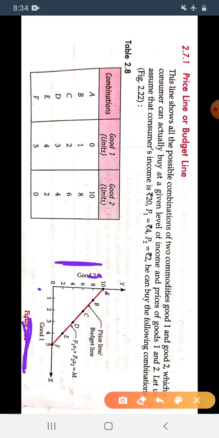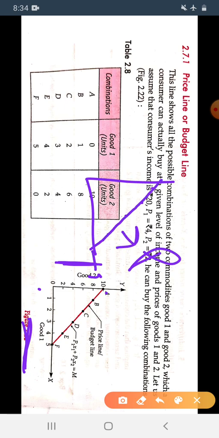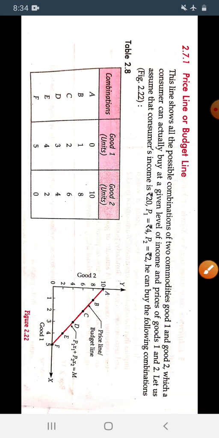Then we will put all these points on this diagram, and when we join all the points, this point, this point, this point, we get a line. This is called the price line or budget line. When we join all the points A, B, C, D, E, F, which are combinations of two goods, we get the line.